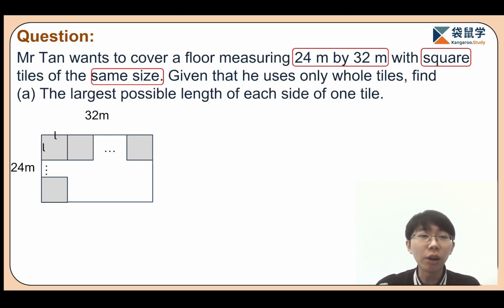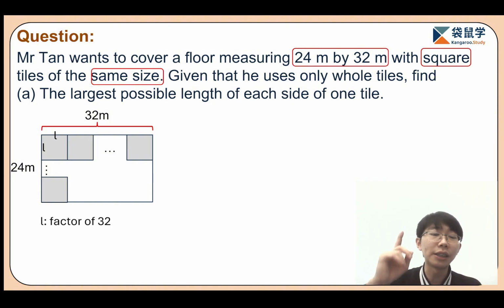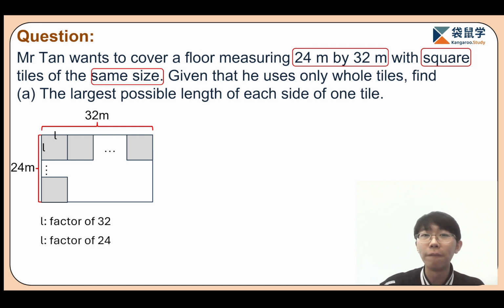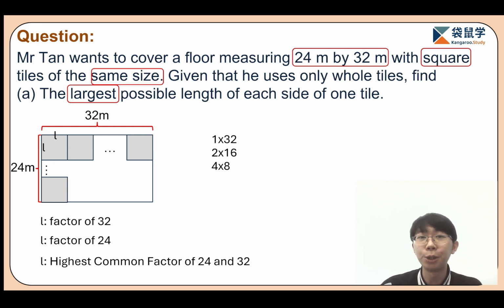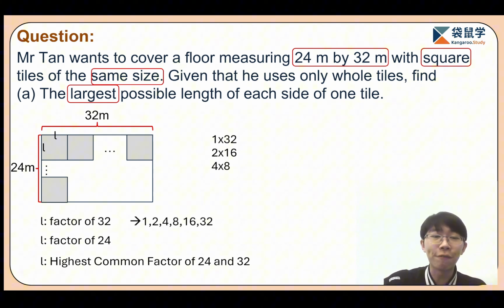In the question, we already know that horizontally, L is a factor of 32. Vertically, L is a factor of 24. And we are trying to find out the largest possible length. So we try to find out the highest common factor of 24 and 32. To find this out, we can follow the steps. First of all, we list down the factors of 32. 1 times 32, 2 times 16, 4 times 8 all give us 32. So these are all the factors of 32.